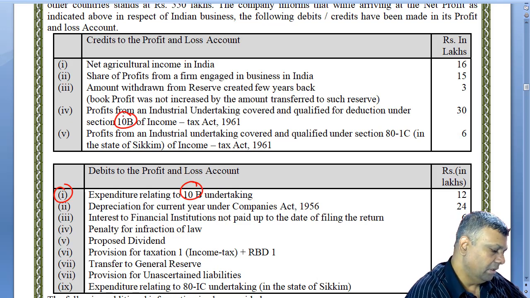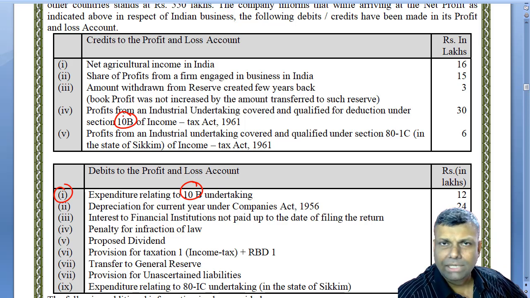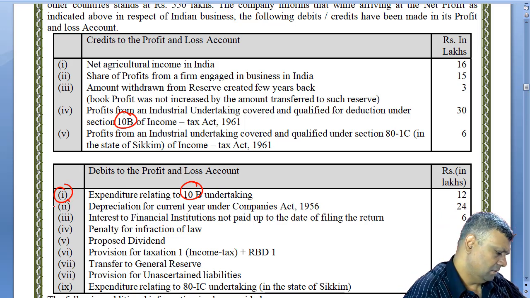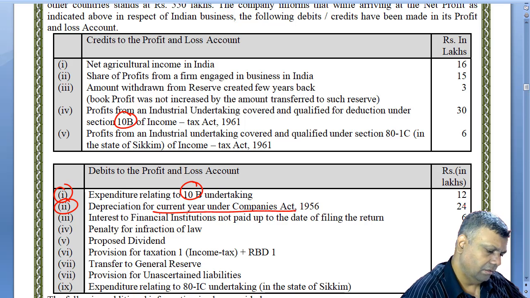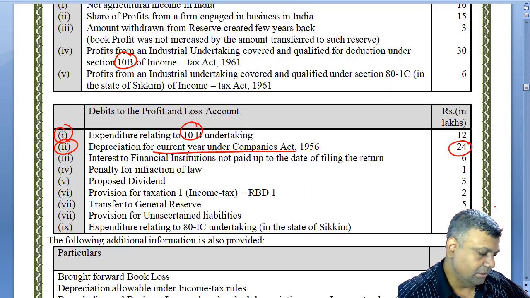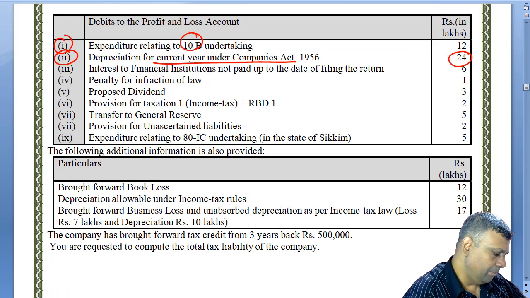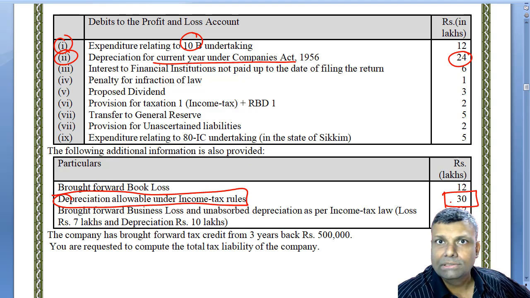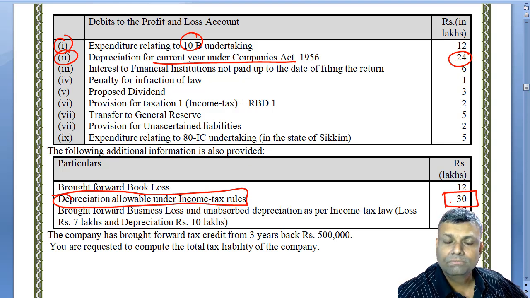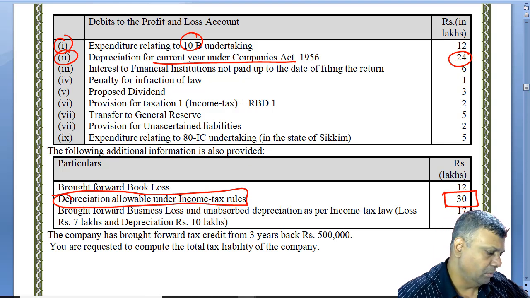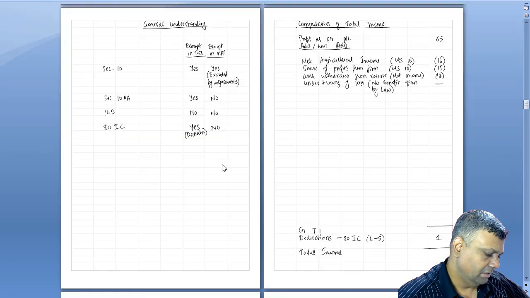Expenditure relating to 10B. So the treatment of the 10B income is same as the 10B expenditure. Ultimately that figure is taxable, which means you don't have to do any adjustment. It's a taxable profit. Now depreciation for the current year. This is going to be your book depreciation, and depreciation allowable under the income tax rules is separately given to us. That's a separate number. So add book depreciation and less the income tax depreciation. Standard format, standard computation. So let us proceed.